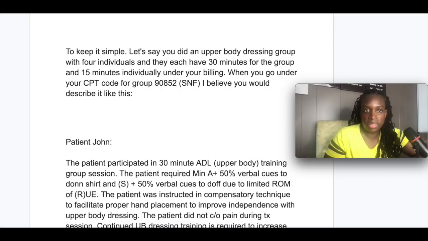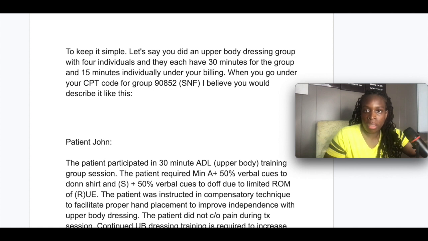Okay, here we go. I'm going to take you through this example here. All right, so to keep it simple, let's say you did an upper body dressing group with 4 individuals, and they each have 30 minutes for their group and 15 minutes individual under your billing schedule.